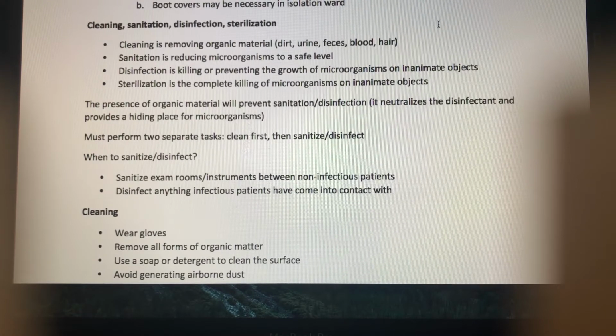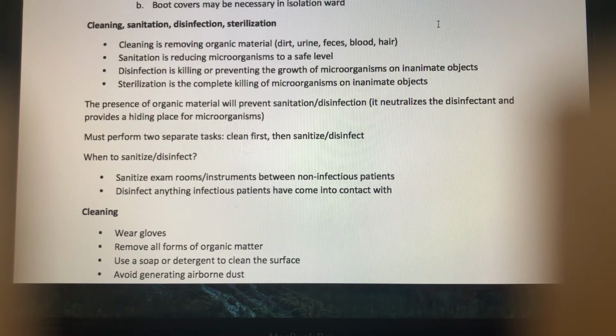So disinfection is the killing or preventing the growth of microorganisms on inanimate objects. We'd disinfect the toilets or the tables, okay? And then sterilization, that's the complete killing of microorganisms on inanimate objects. So sometimes people will talk about, like, I sterilized that room or something like that. That's an incorrect usage, because sterilizing means that there are no microorganisms. And you're not going to be able to achieve that with just a cleaning protocol.